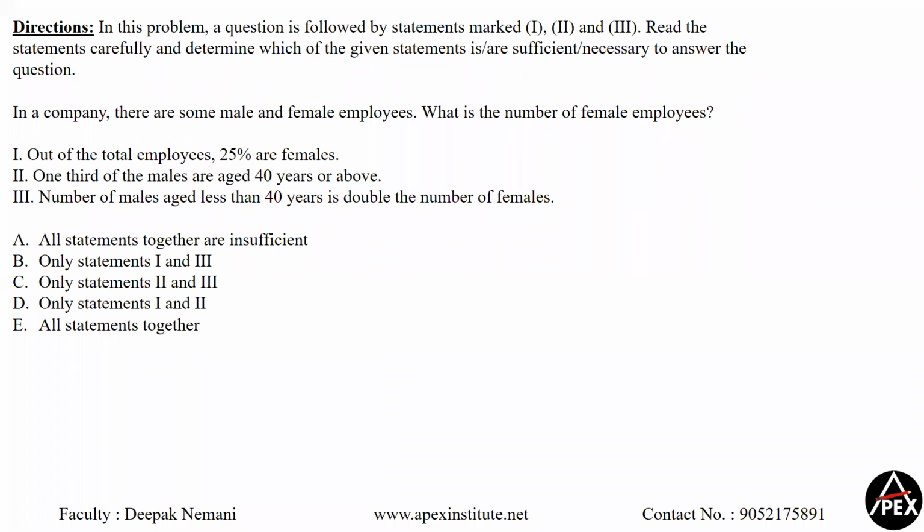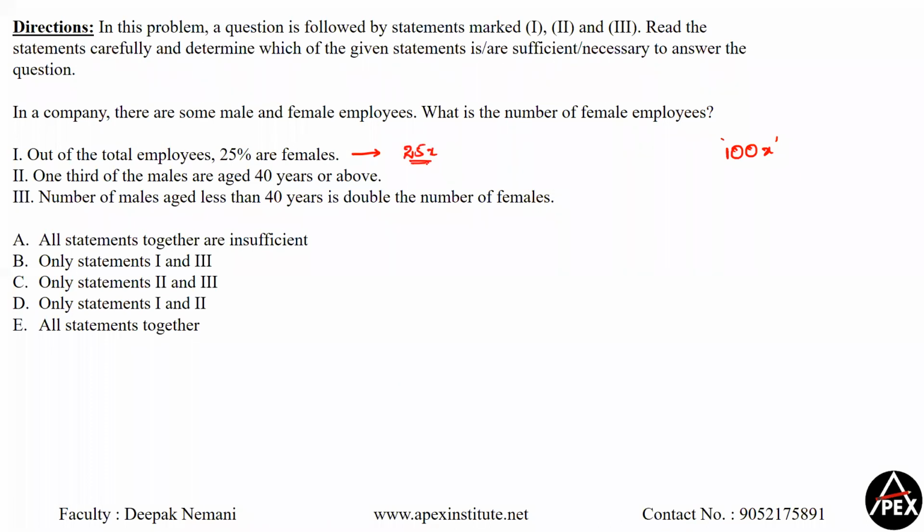A, E, all statements together. Okay, let's see. In a company, there are some male and female employees. What is the number of female employees? Now, let me consider the total employees in a company is 100x. If I consider statement 1 alone, out of total employees, 25% are female. So 25x are female employees.